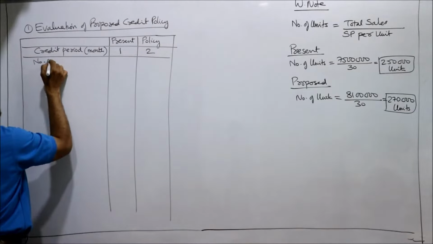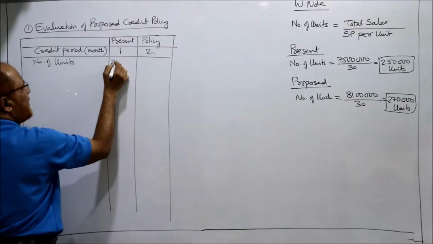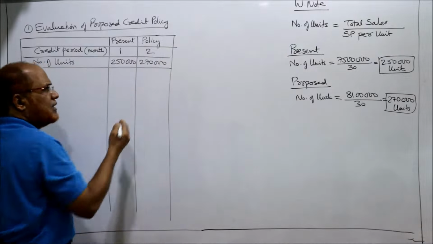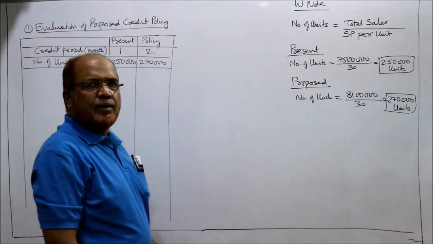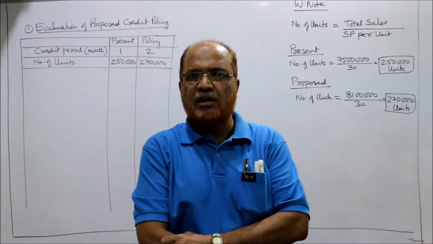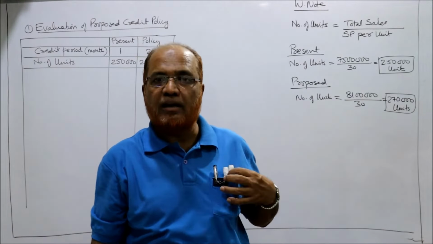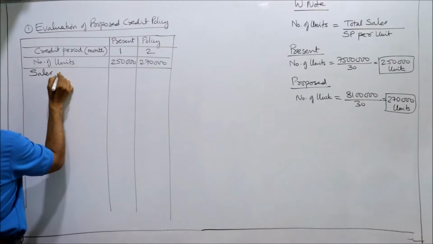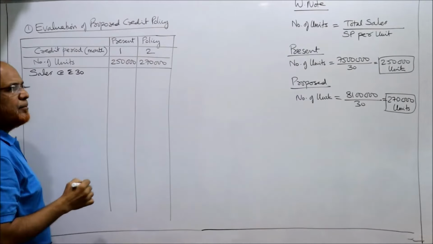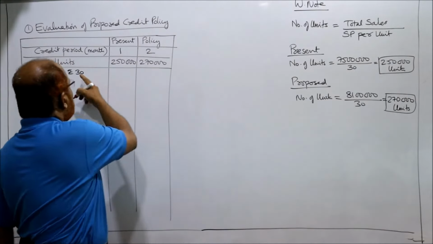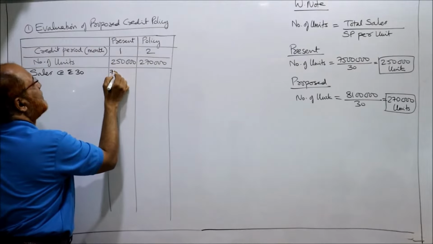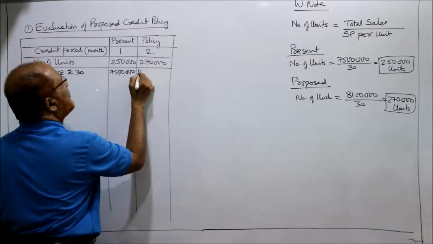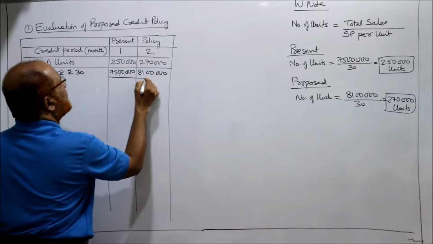Number of units. Presently we are selling 2,50,000 units. In the proposed policy we will sell 2,70,000 units. This we have already calculated in the working note. Now sales at the rate of rupees 30. Selling price per unit is 30 rupees. Multiply 30 into 2,50,000, you will get 75 lakh. 30 into 2,70,000 is equal to 81 lakh. This we call A.